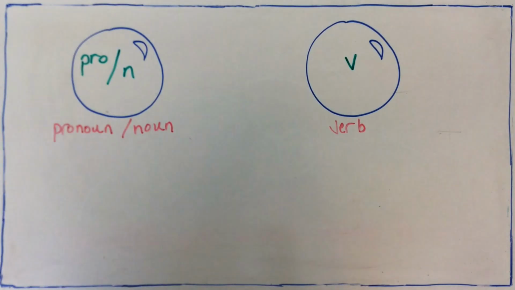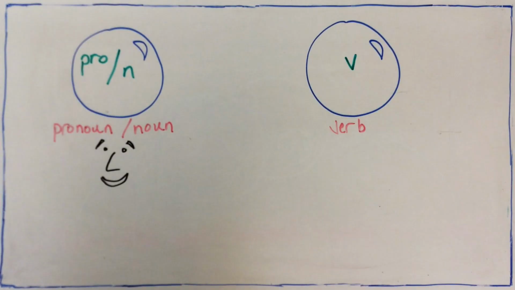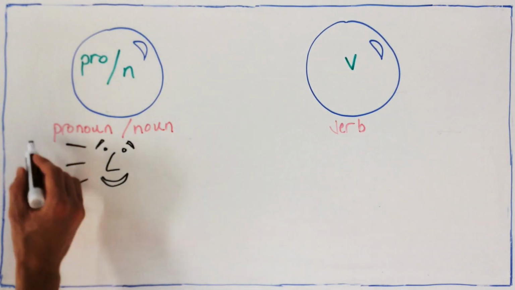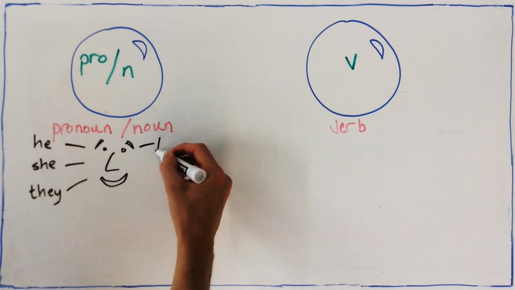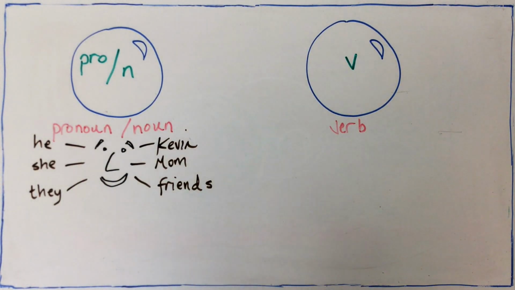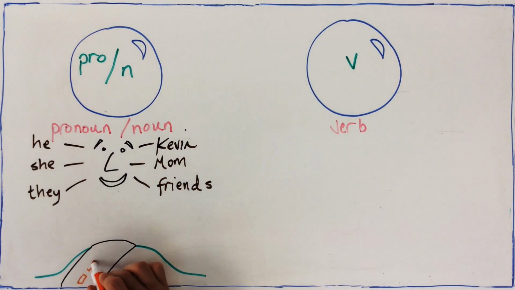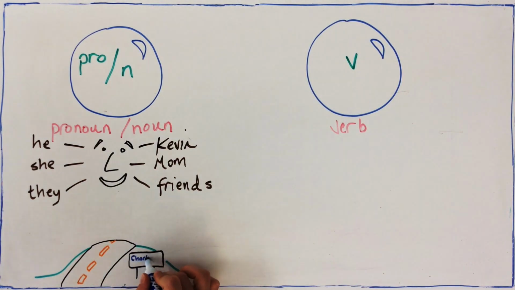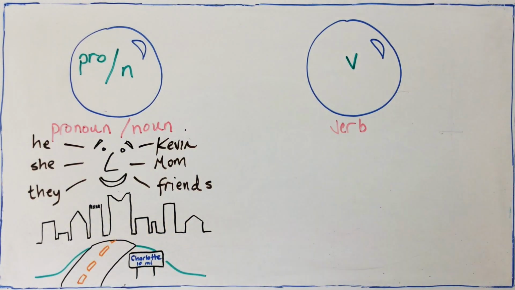We'll start with these two bubbles because every sentence has to have either a noun or pronoun and a verb. Pronouns and nouns do the exact same thing, which is why they're in the same bubble. They name people, places, and things. Pronouns are just less specific and easier to say than nouns. We use pronouns so that we don't have to say the same noun over and over again. You use pronouns every day. I, you, he, she, it, we, they, me, us, them, and so on.